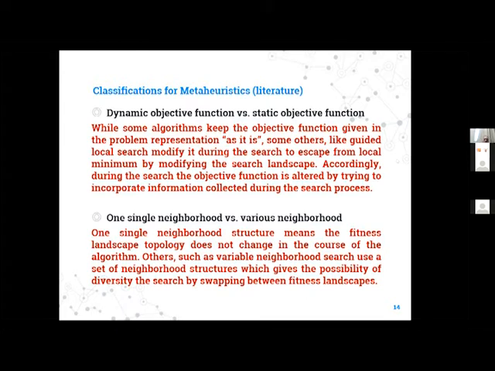Again, there is also one single neighborhood versus various neighborhoods, which is very important. One single neighborhood structure means the fitness landscape topology does not change in the course of the algorithm. Various neighborhoods, such as in variable neighborhood search, which is a very effective algorithm, use a set of neighborhood structures, which gives the possibility of diversifying the search by swapping between fitness landscapes. This means that the structure of the search space may change during the search process.